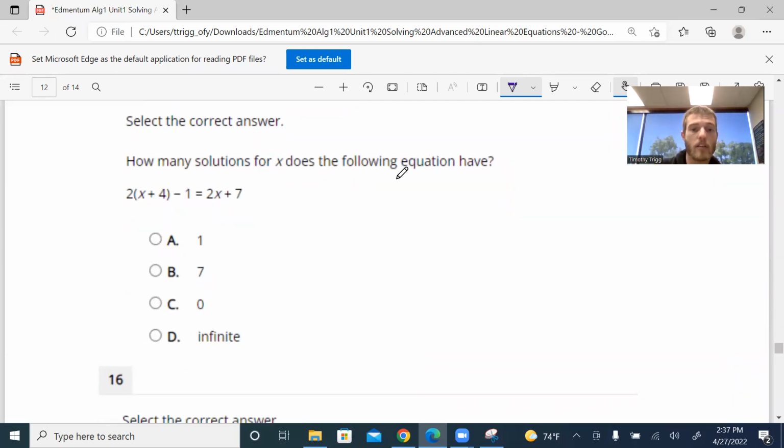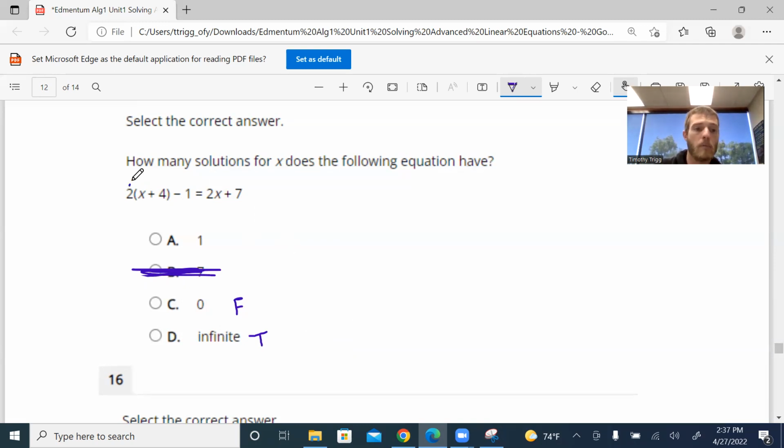How many solutions does this have? Well, it can't have 7 solutions, I'll tell you that. Remember, it has one solution if you actually find a solution, it just gives you an answer. It has 0 solutions if you end up with a false statement, something like 5 equals negative 5. That's false, so it would have no solution. You would have infinite solutions if you end up with a true statement, like 8 equals 8. That's true. So that's okay.